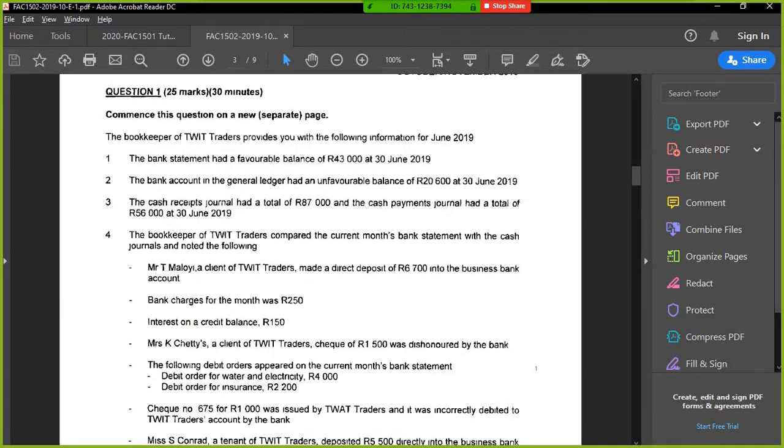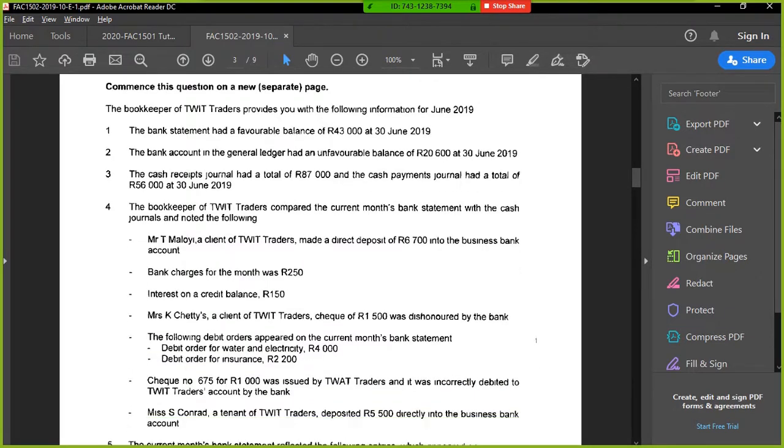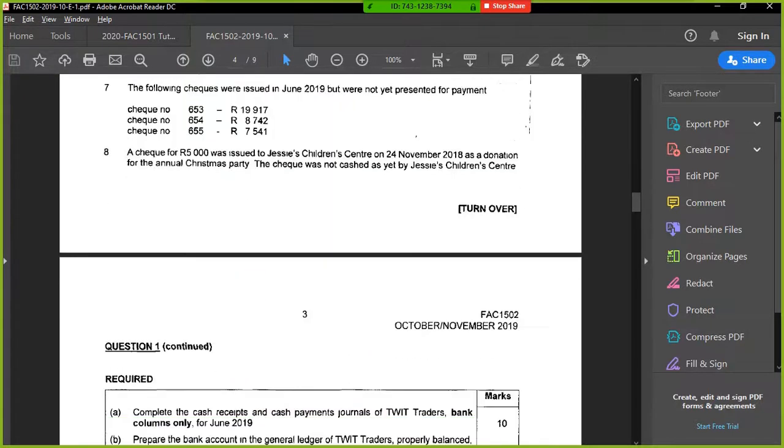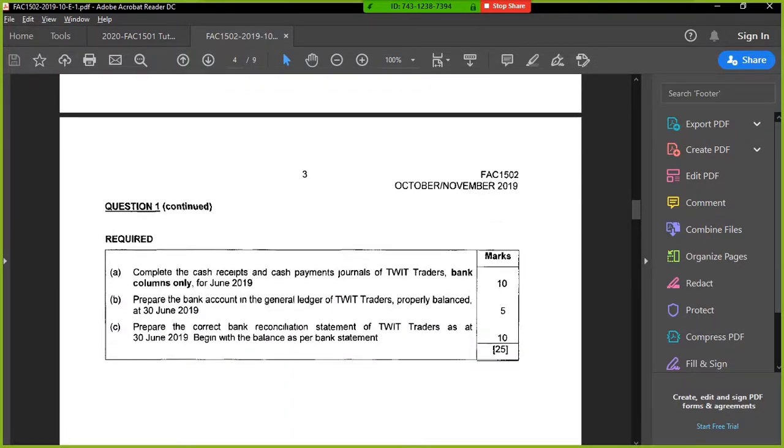Okay, have a look. Question 1, 25 marks, 30 minutes. It's a short one, not as long as the assignment. The assignment was a long one. Yes. This one's not as long. 8 points, that's it. Okay, have a look at the required. Do they want everything? Yes, they do.